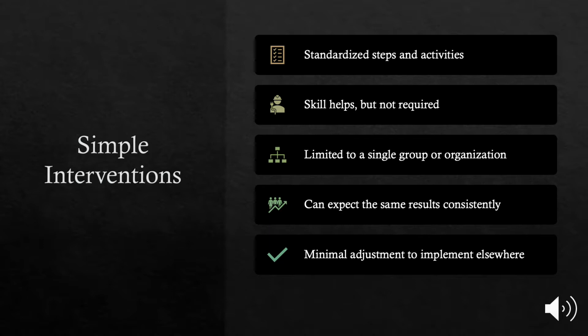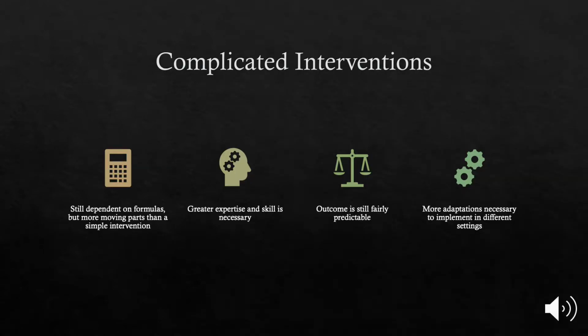So what makes something complicated? A complicated intervention is still dependent on having formulas or step-by-step instructions in some cases, but there are more moving parts to keep track of than in a simple intervention. It does require more expertise. Skill is a necessary component, but the outcome is still fairly predictable. We're not going to have a whole lot of variability in our outcomes. It may need a couple more tweaks if implemented in a new setting.